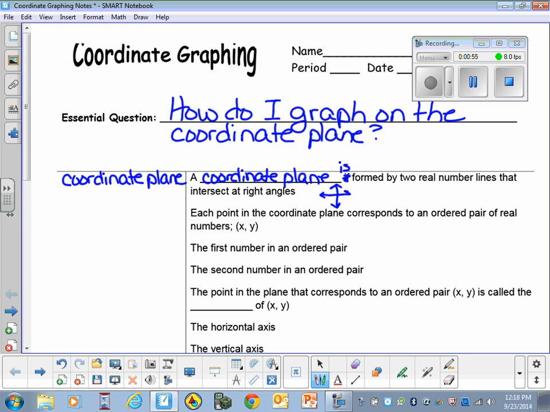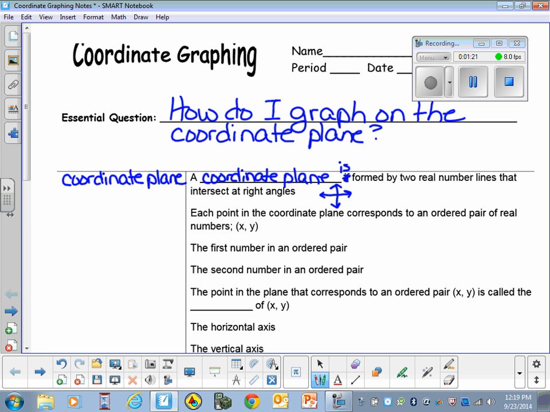Coordinate graphing is the kind of graphing you've seen in math classes before. When you go into Algebra 2, pre-calculus, college level math, you'll see other types of graphing. Polar graphing, for example, is based on circles. There's isometric graphing, which is based on triangles. But coordinate graphing is based on square grids, and it's the type of graphing you've seen in other math classes.